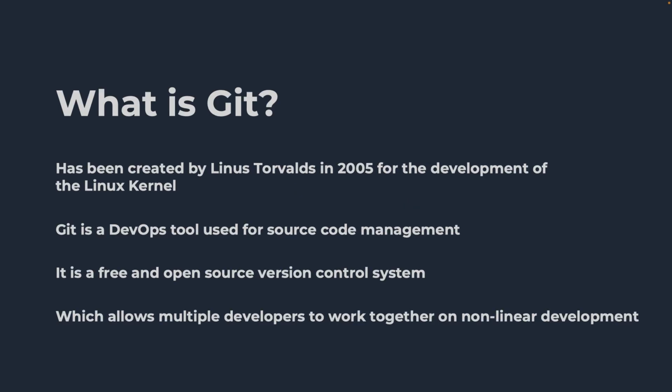Before we directly dive into Git, I do want to take a moment to talk about what Git is and mostly what the usage of Git is for, not only web development but development in general. Git was created in 2005 by the developer of the Linux kernel, Linus Torvalds. At the beginning, Git was mainly used for the development of the Linux kernel itself. Git is a DevOps tool, which is mainly used for source code management. It is free and open source for version control, and we will dive into version control in a moment. The biggest advantage and the reason why developers use Git is the fact that it allows multiple developers to work together on a non-linear development.